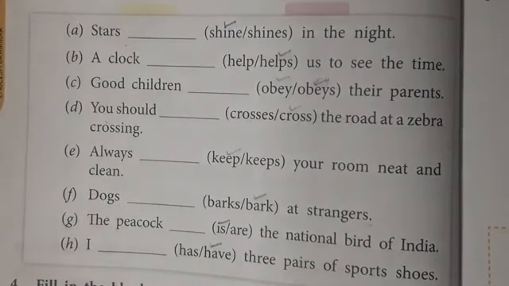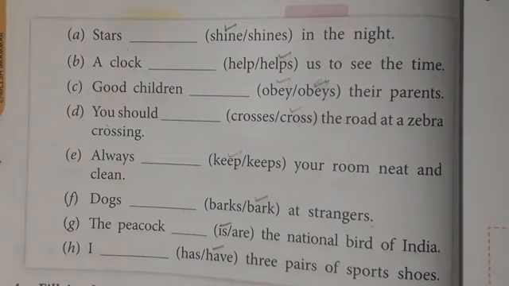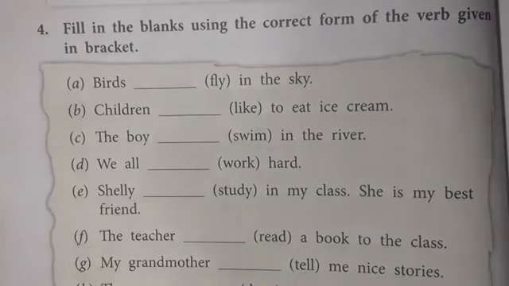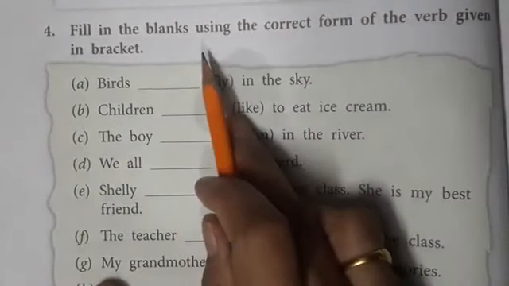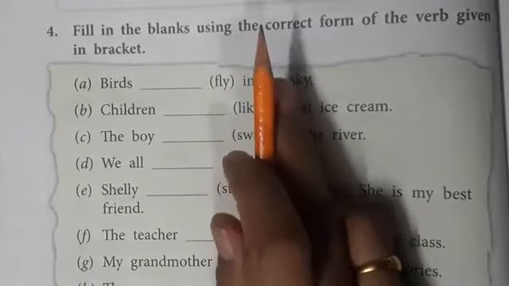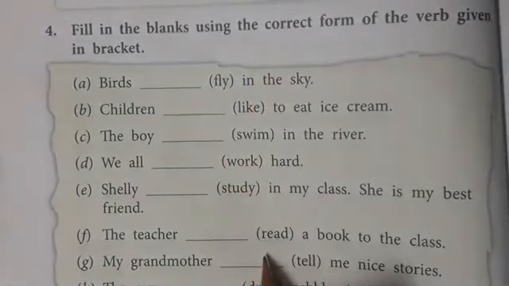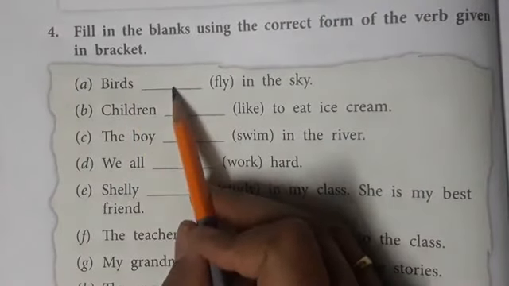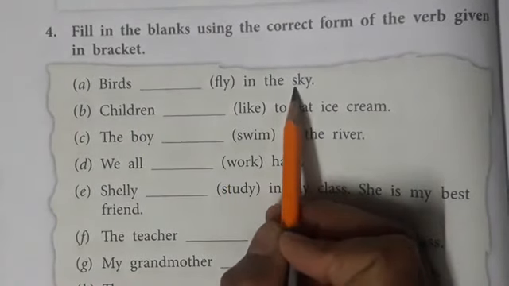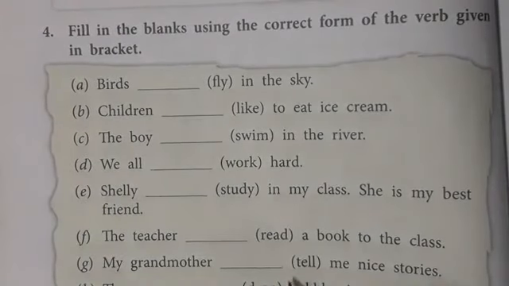So in this way you have to complete exercise 3 in your book. Now let me show you exercise 4. So here is exercise 4. Fill in the blanks using the correct form of the verb given in the bracket. So as we have discussed exercise 3, accordingly you have to do exercise 4 in the book. It is your homework. First sentence I will tell you now. Birds fly in the sky. And in the same manner you have to complete all the sentences in the book.